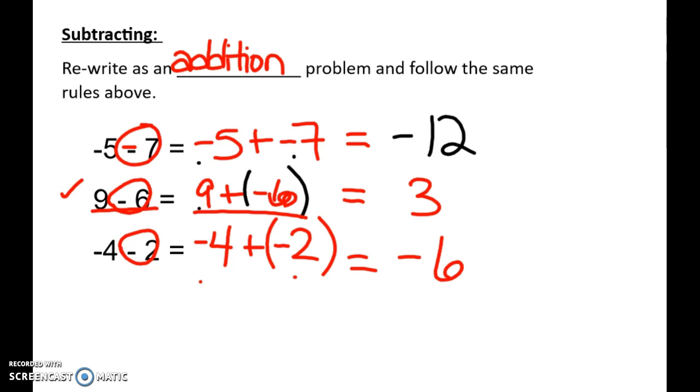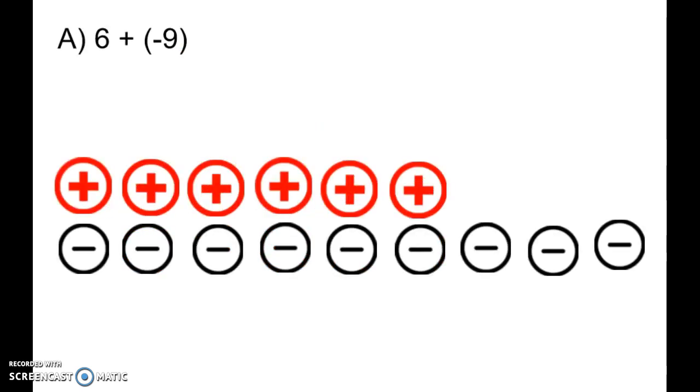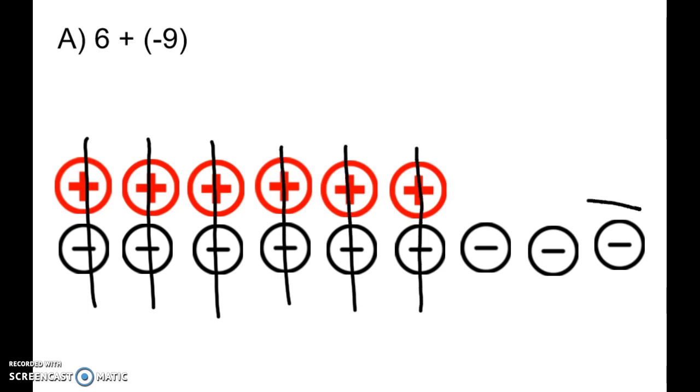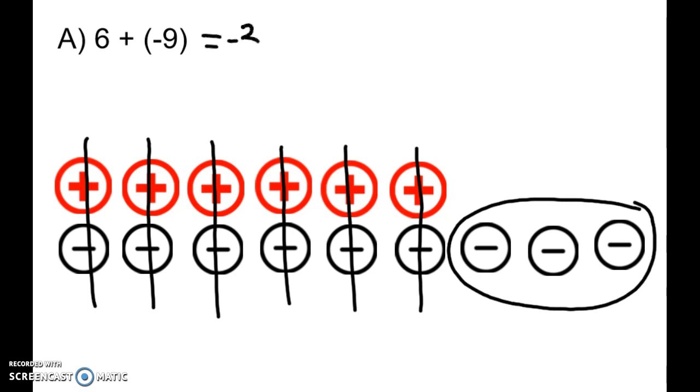Okay? All right, we're going to do some examples here. I'm going to show you a couple different ways to solve integer problems, and then y'all are going to practice. So on this one, 6 plus negative 9, I've got my picture. I've got my 6 positives here, and I've got my 9 negative people. This is a picture that you can draw. The positives and negatives all cancel out, and what do I have left? 3 negatives. So my answer is negative 3.